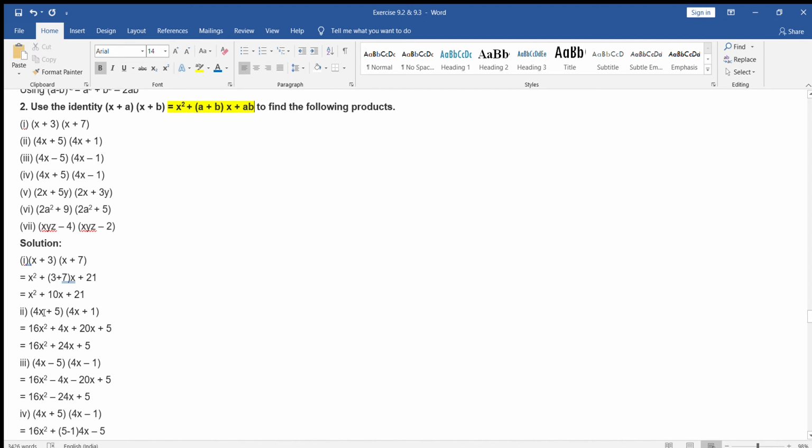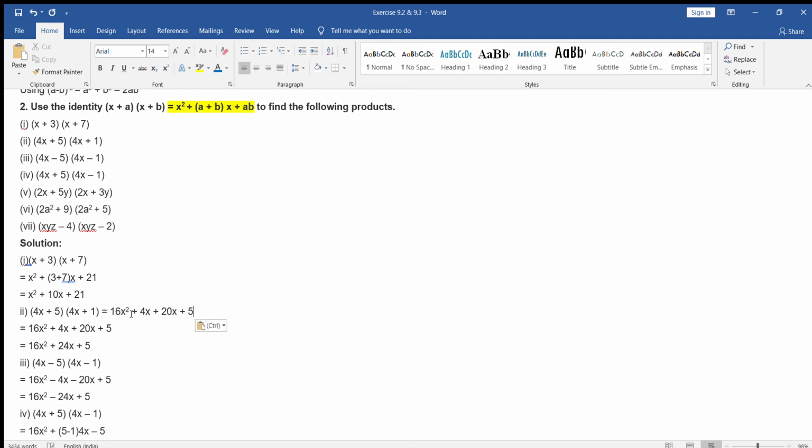Instead of x we are having 4x, so (4x) square means 16x square. Okay, (a plus b)x, you can write here also (a plus b) and then multiply by x. And the last, a into b means 5 into 1. Okay, this you can interchange. How you can interchange it, just have a look. If you don't know how to write it directly, you can interchange it. Okay, how can you write?